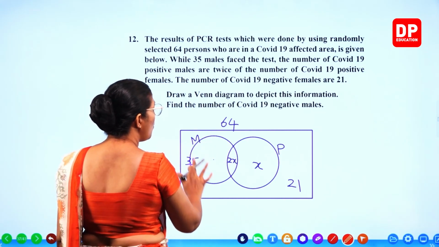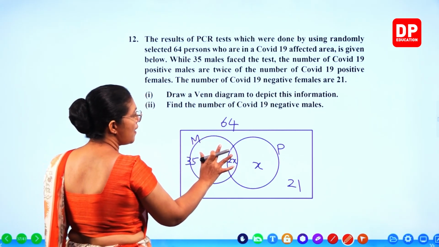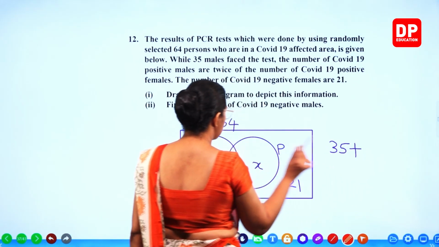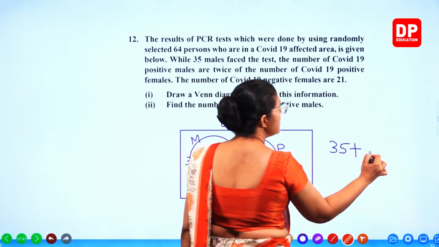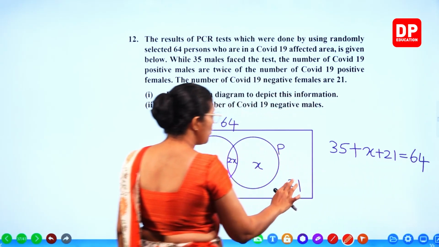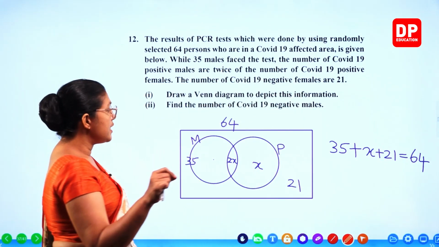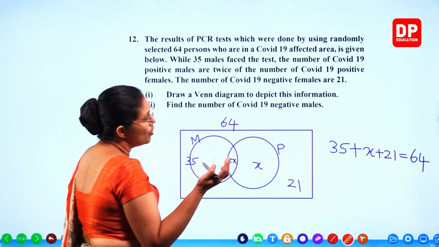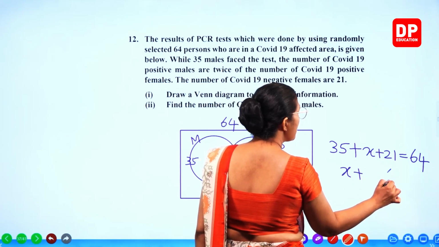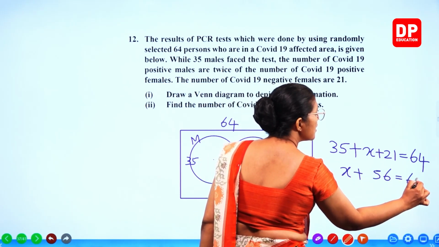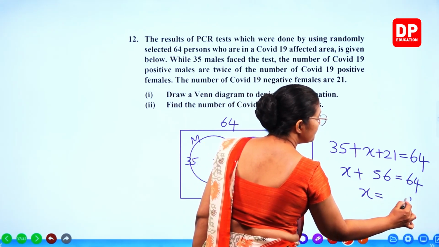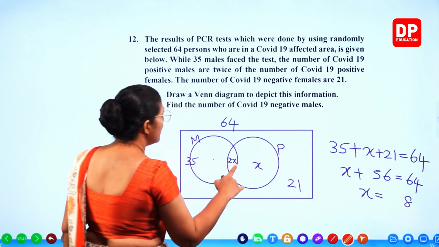So when you take the whole thing, this whole circle is 35. So you can write 35 plus X plus 21 should be 64. That's the total. So when you add all these values in different areas, that should be 64. So solve for X. X plus 35 and 21 becomes 56. X becomes 64 minus 56, 8.